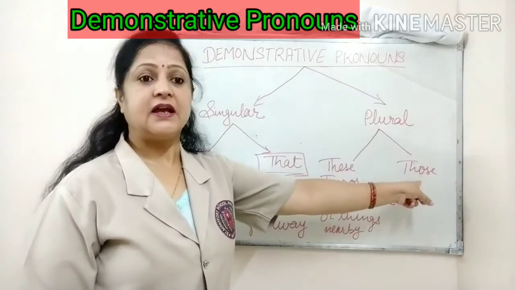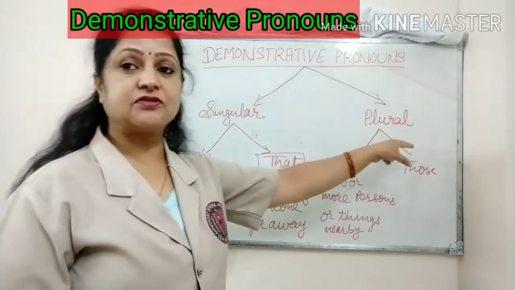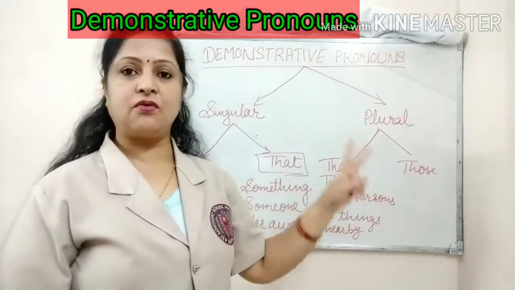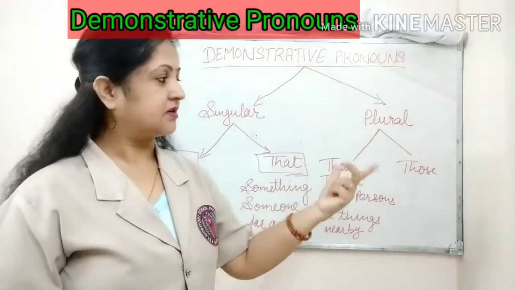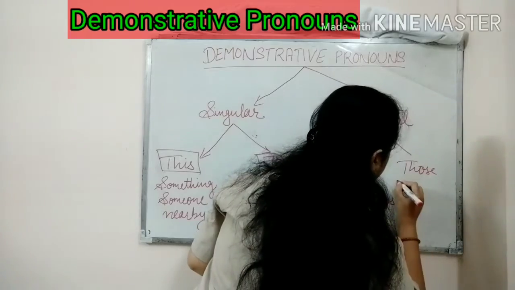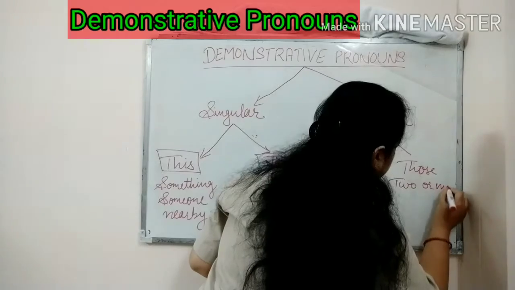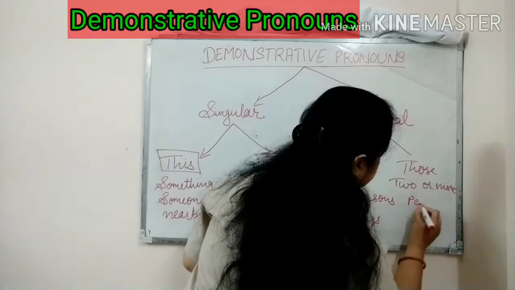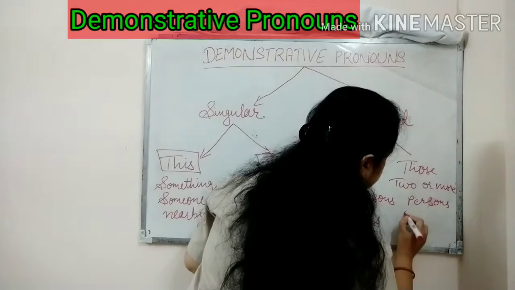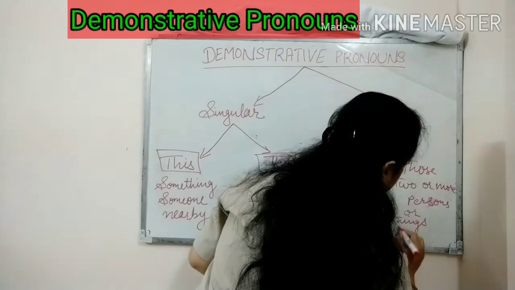Whereas those is used for two or more persons, as this is also a plural demonstrative pronoun. That's why it is also used for two or more persons or things far away. Okay, those, two or more persons or things far away.